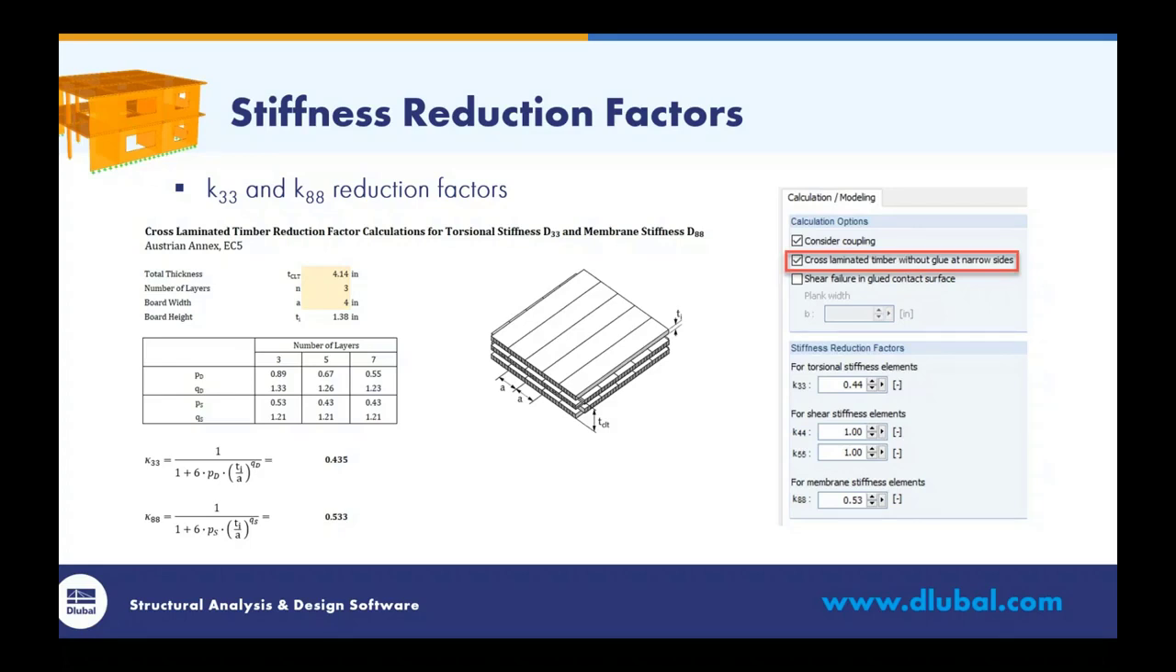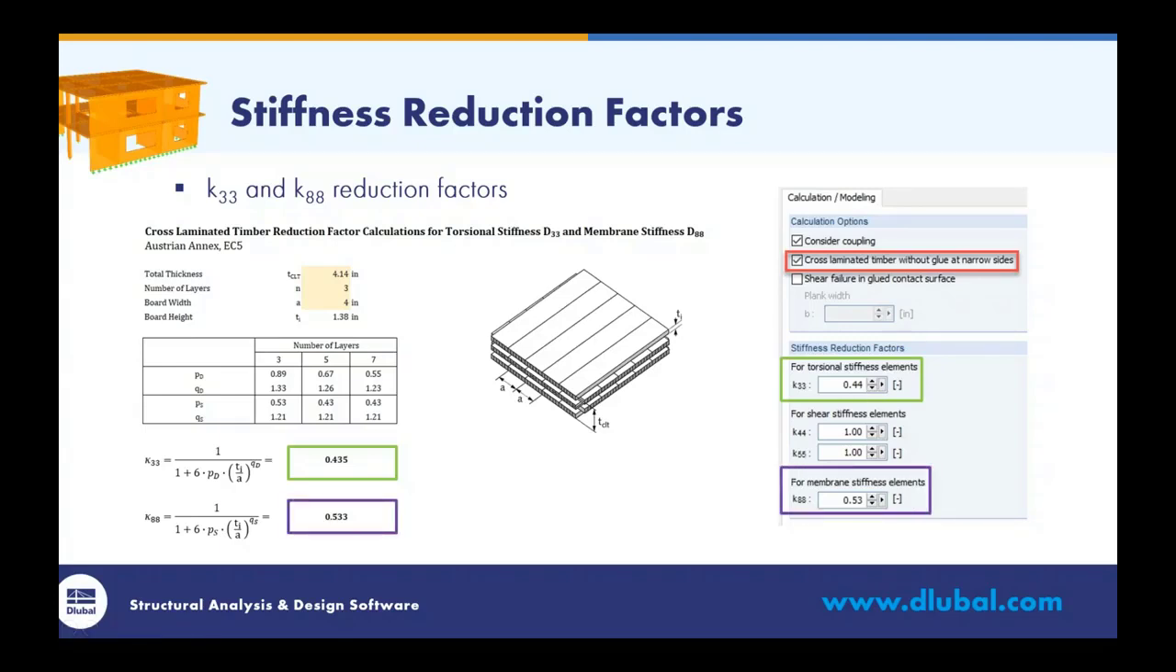but of course you want to take this on a case-by-case basis. So I have just a simple Excel file on my computer that references these equations from the EC5, and you can see that I just need to input in the total thickness of my panel, which is 4.14 inches. The number of layers is 3, and my approximate board width, which is given to me from the manufacturer, is 4 inches. Now, from these equations from the EC5, we'll determine that K33 is equal to 0.435. Well, this is the information we want to put into the torsional stiffness reduction here, K33, within the program.